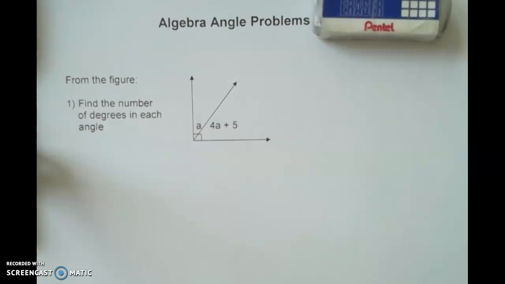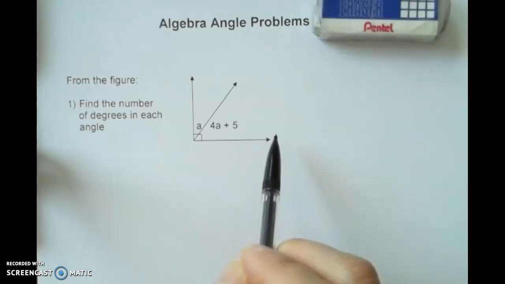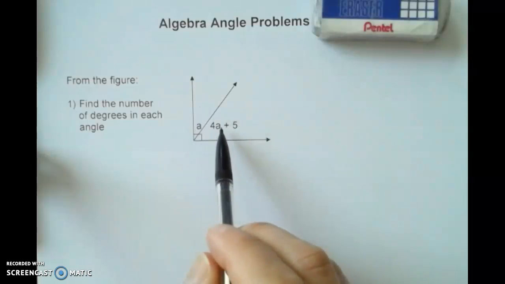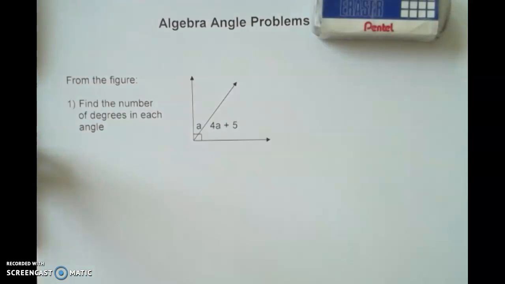And so let's take a look at this first example. I see two angles in that picture. One of them is labeled A, the other one is labeled 4A plus 5, and I have to figure out the measure of each angle in that picture. Fortunately, I see that when I put these two angles together, they form a right angle, which means that these are called complementary angles. Complementary angles add up to 90 degrees.